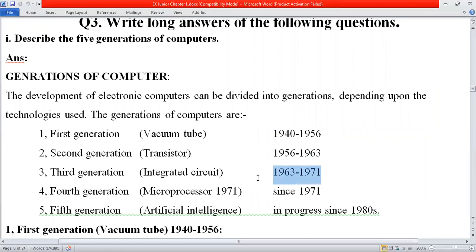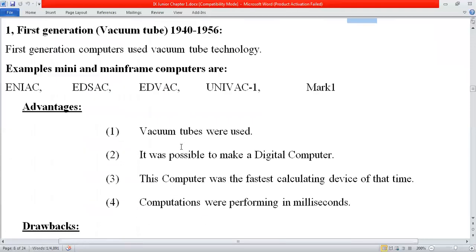In the 1970s, they developed the microprocessor. So the fourth generation started in this period, and still now we are using the fourth generation of computer. Fourth generation microprocessor since 1971, and since 1971 till now we are still using the microprocessor in our devices. Fifth generation: we have already discussed that artificial intelligence is still in progress. Since how long? Since the 1980s. It means that for 40 years they are still working on artificial intelligence. We discussed all of the generations of computer one by one.